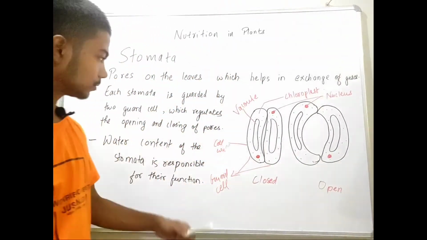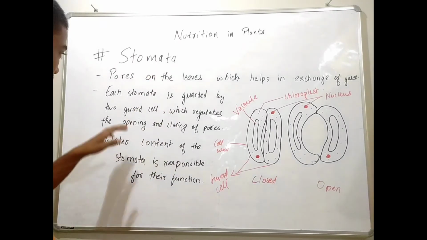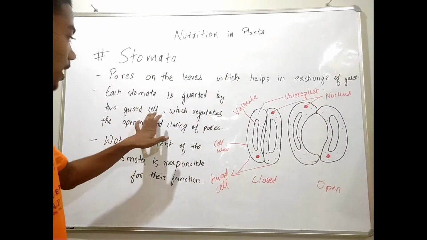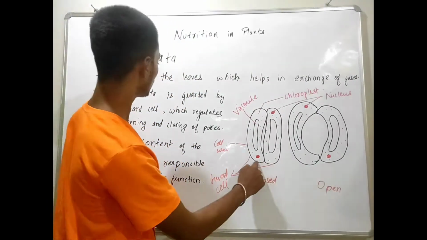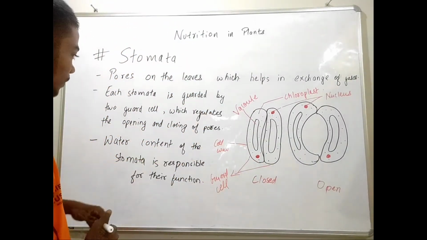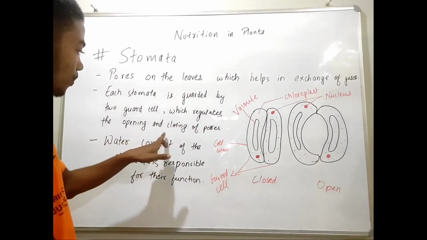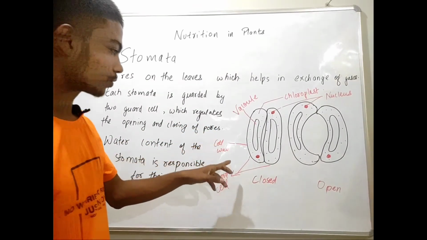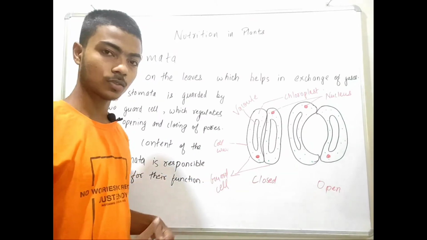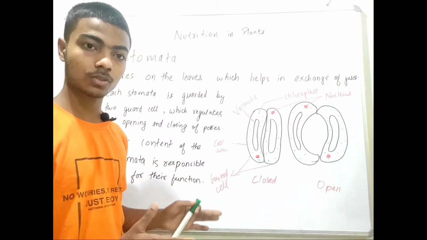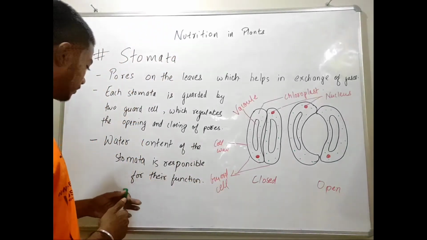So now look at this stomata. Each stomata is guarded by two guard cells. So this is a single stomata and it is guarded by two guard cells, which regulate the opening and closure of the pores. So what do these guard cells actually do? They regulate whether the stomata shall open or close.